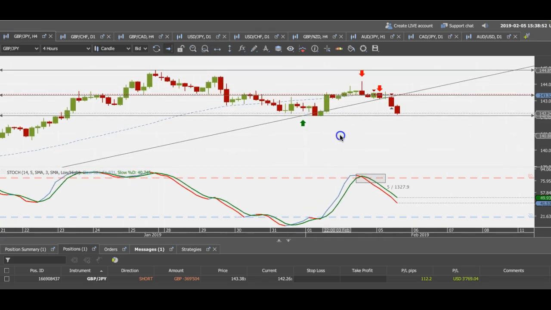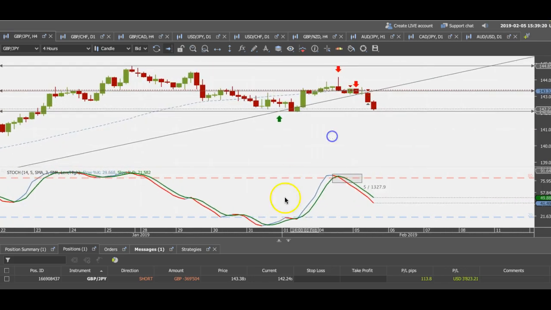Okay. So that's how you trade price action using a stochastic indicator with a 14, 5, and 3 setting. You can do this on a 4-hour chart, daily chart, even on the 1-hour chart. The higher the time frame that you see these setups, the more powerful, the more pips you'll make.